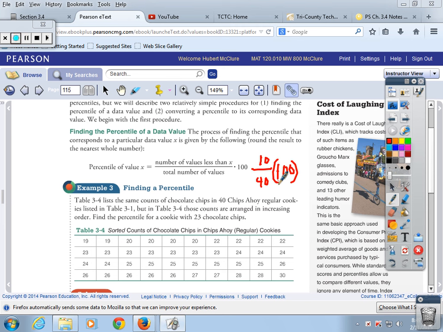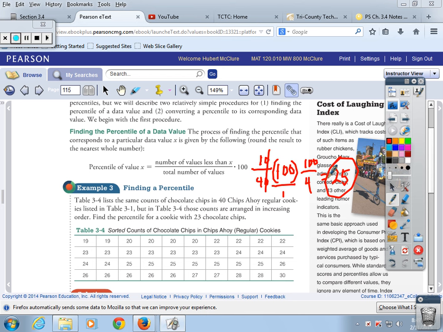So what is that? What is the 23? It's at the what? 25%. Okay? Because what happens to the zeros? They cancel. And this is 100 over 1. 100 times 1 is 100 over 4 is equal to 25. So 23 is at the 25th percentile.